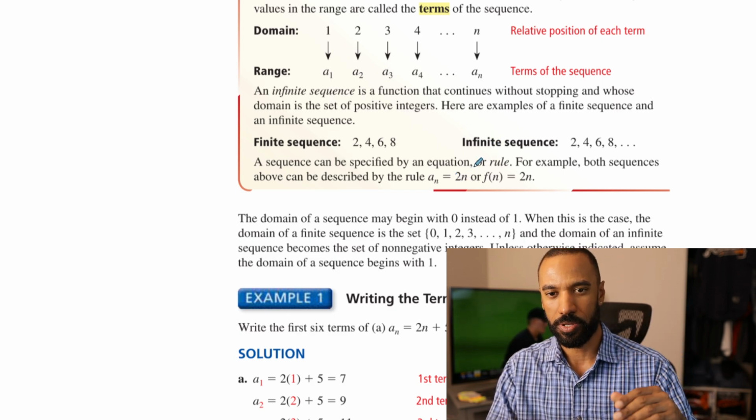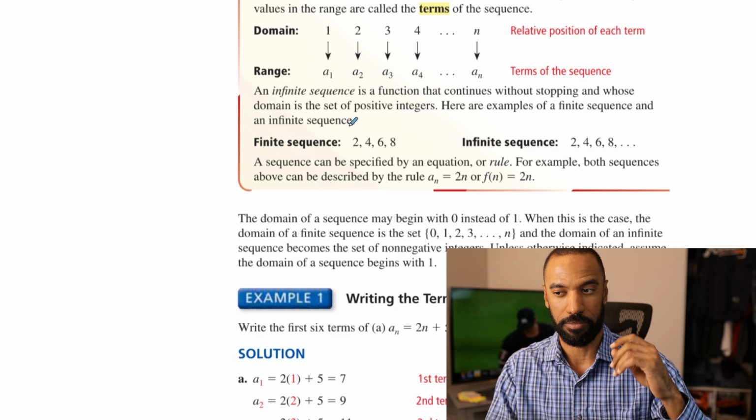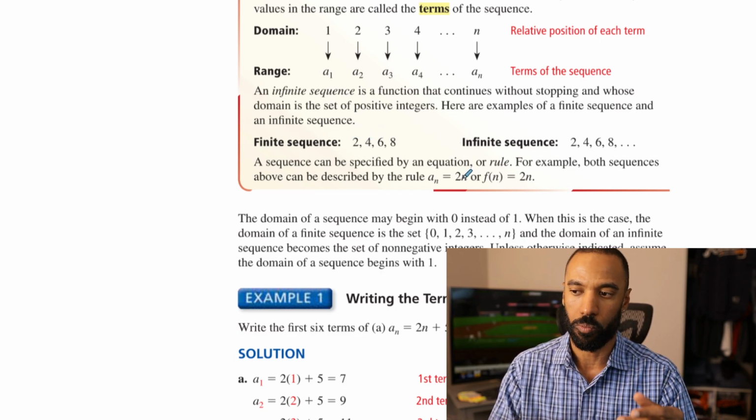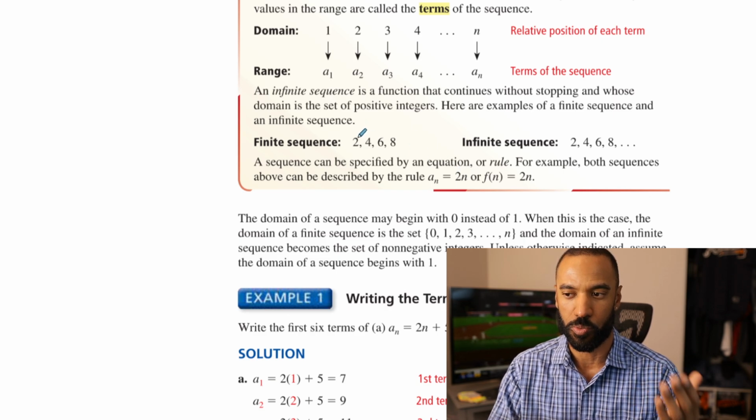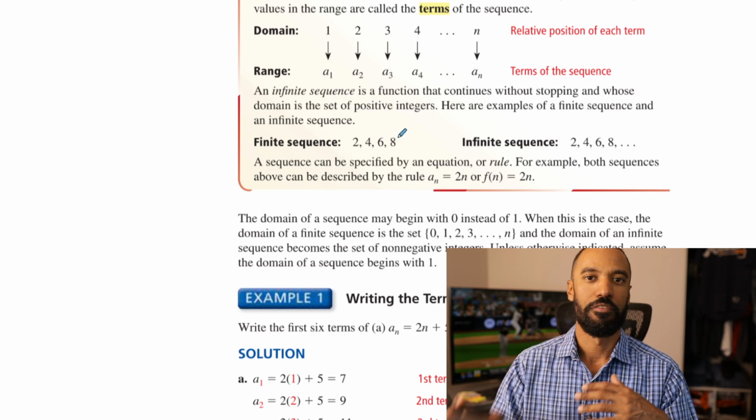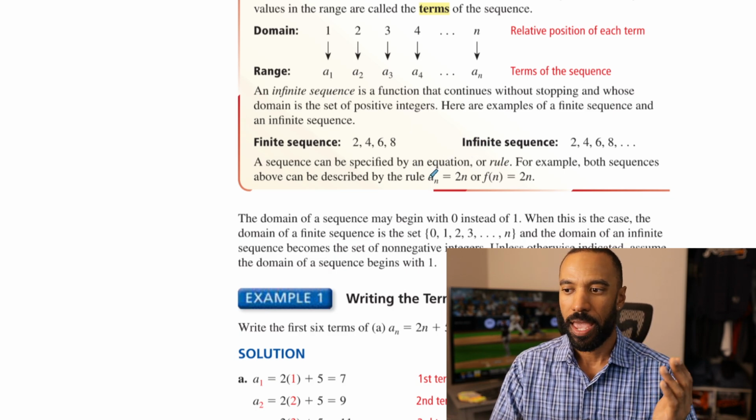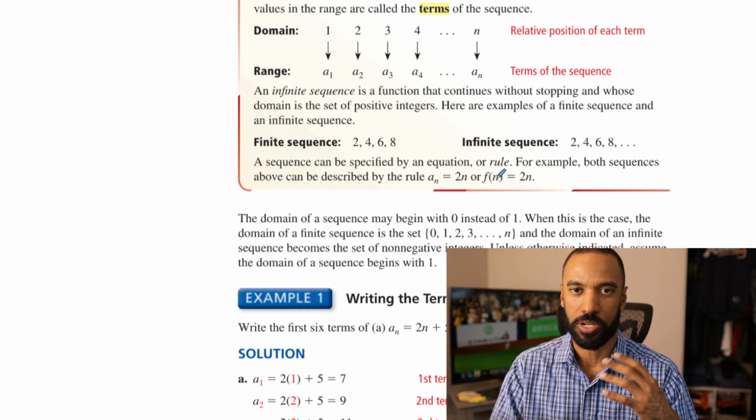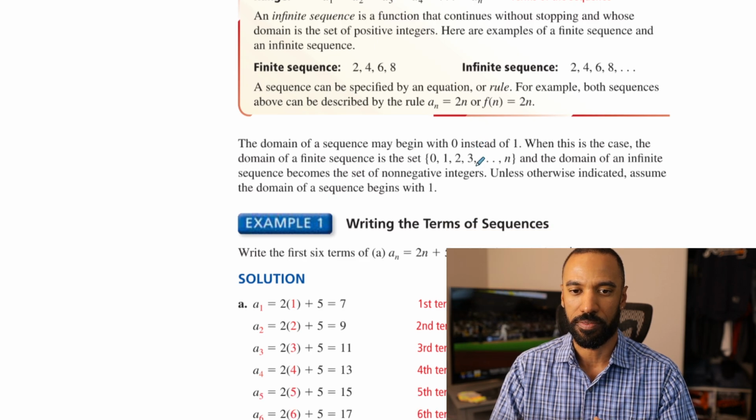If n represents the term's position that you have, and this is the first term, second term, third term, fourth term, we can substitute 1 for n to get the first term. 2 times 1 is 2, and 2 times 2 is 4 for the second term, 2 times 3, 2 times 4 for the third and fourth terms, and get those ones. And that's applied with either subscript notation or function notation. Either of those can use that specific thing.